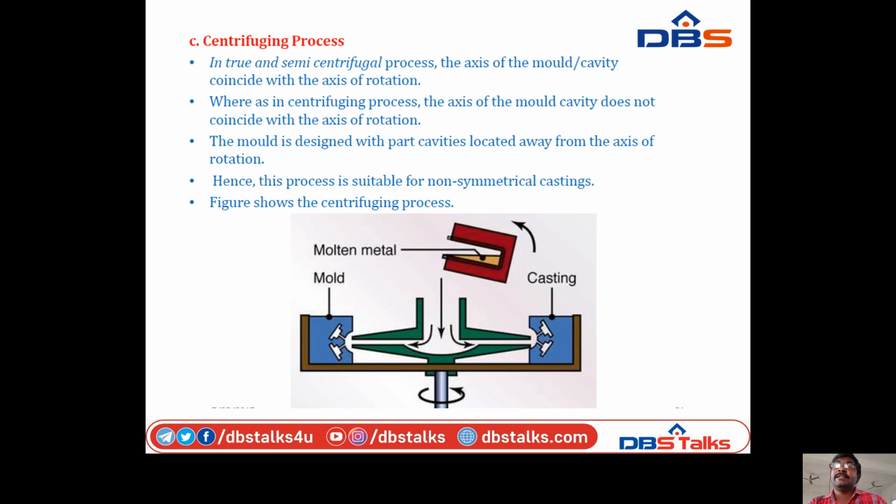Next, the last one, centrifuging process. In true and semi-centrifugal processes, the axis of the mold cavity coincides with the axis of rotation. Whereas in the centrifuging process, the axis of the mold cavity does not coincide with the axis of rotation. The mold is designed with part cavities located away from the axis of rotation. Hence, this process is suitable for non-symmetrical castings. The figure shows the centrifuging process.